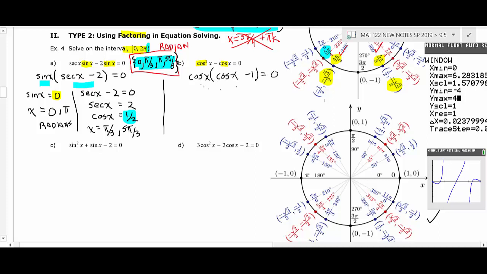Again, double check, distribute to make sure it's right. Cosine times cosine is cosine squared. Cosine times 1 is cosine. Then it's a matter of setting each individual factor equal to 0 using the unit circle to solve. So we're going to solve cosine x equals 0. Then we're going to solve cosine x minus 1 equals 0 to get our solution.